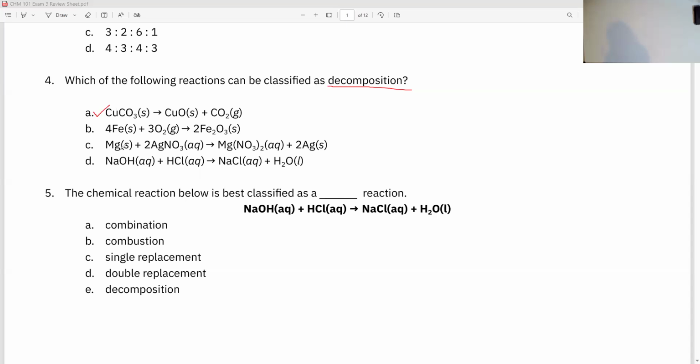For choice C, we have magnesium by itself. We have silver nitrate that's part of a compound. And then on our product side, we have magnesium nitrate that's part of a compound, and we have silver by itself. So when we have one thing that takes the place of another thing in a reaction, that's going to be single replacement. Okay. And then here we have NaOH plus HCl gives us NaCl and H2O.